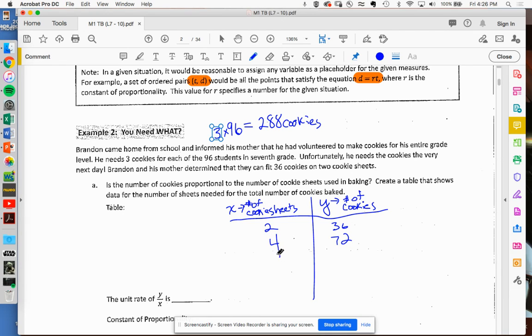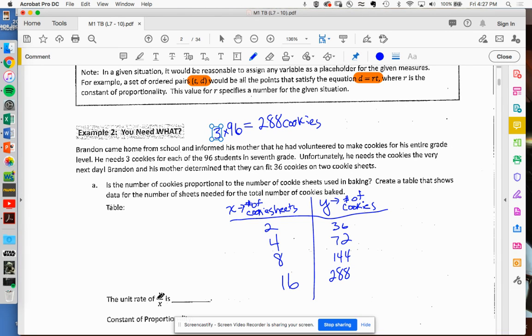Well, we need more than 72, don't we? Let's double it again. So let's go to 8. I doubled that, I doubled this. 72 doubled is really nice, actually. It's 144. Do you remember what we called 144? I hope so. It's kind of gross, though. But anyway, 144. Did we get to our 288? No, but I see a relationship. If I double 144, do I get 288? Yep. And if I doubled this, what do I have to do to the 8? That's right, you double it. So 16 cookie sheets will give us 288 cookies.